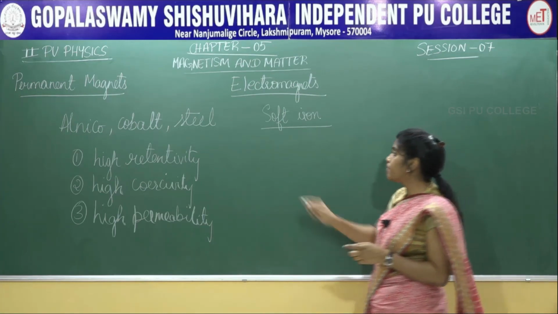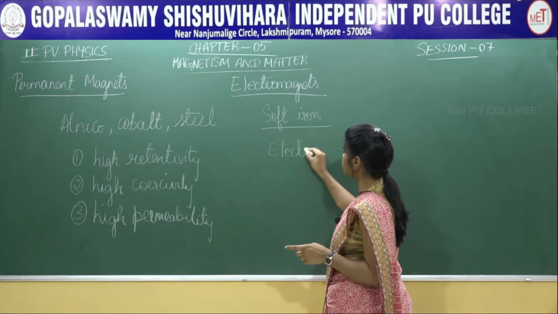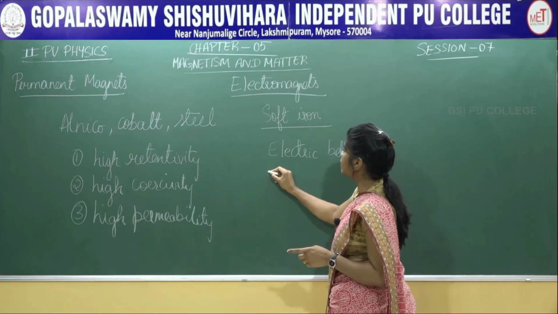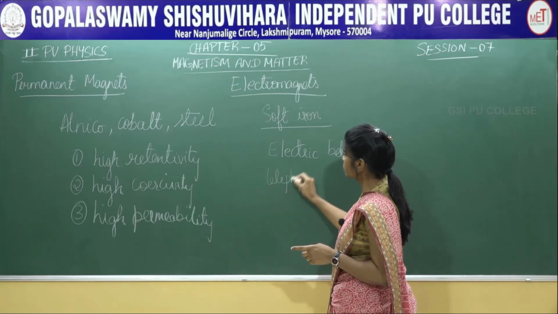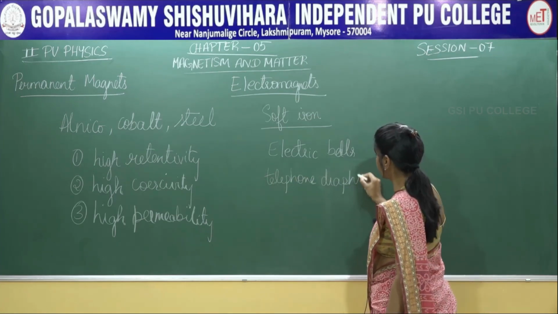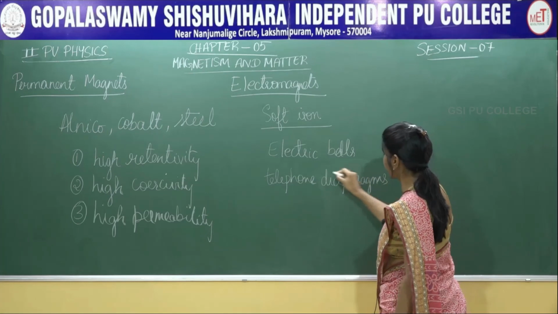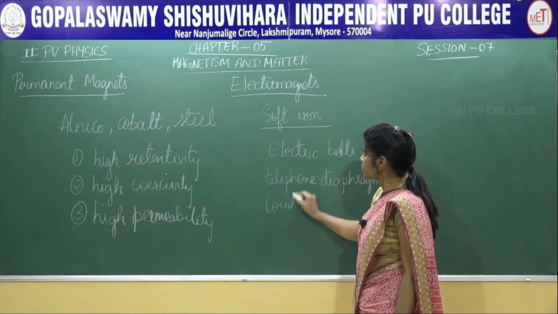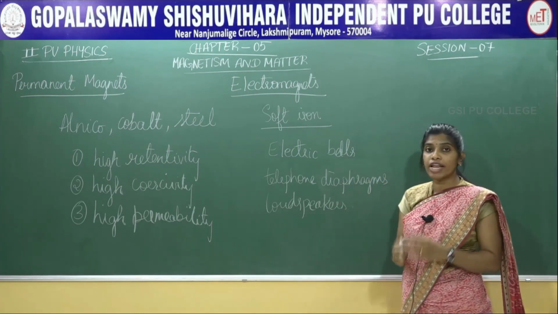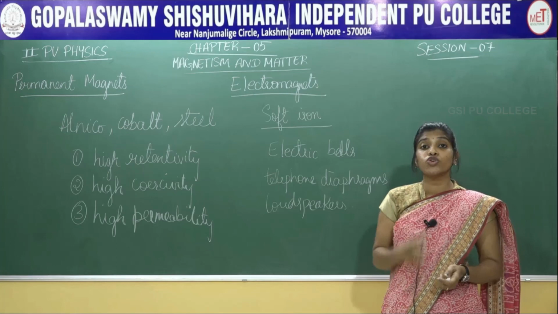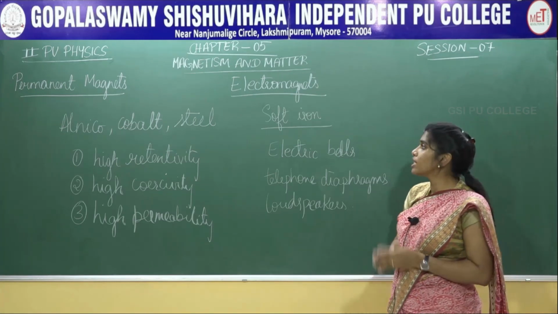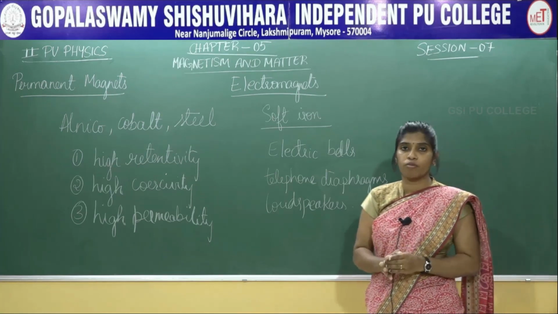They are used in electric bells, telephone diaphragms, and loudspeakers. And very giant electromagnets are also used in cranes to lift machinery and so on. So these are permanent magnets and electromagnets.